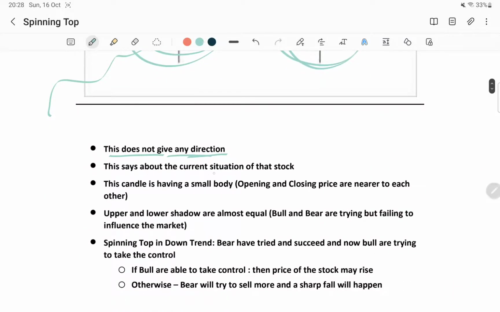This basically says about the current situation in the market. A spinning top says what is happening in the market right now.